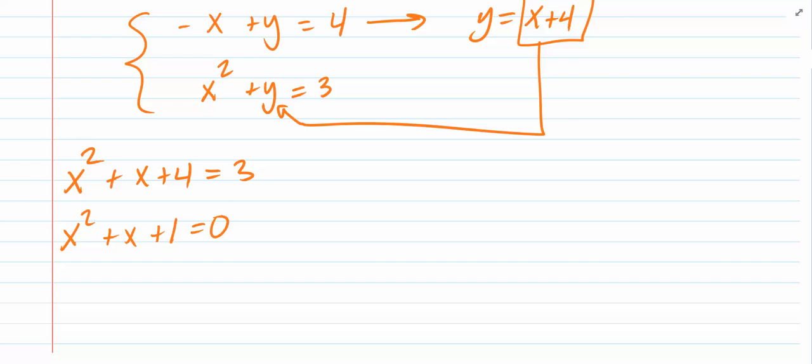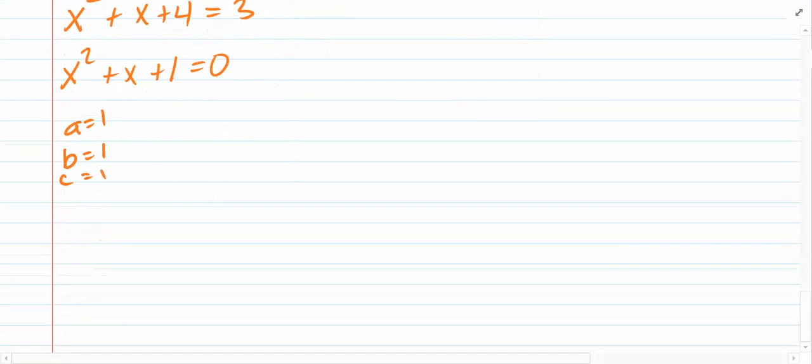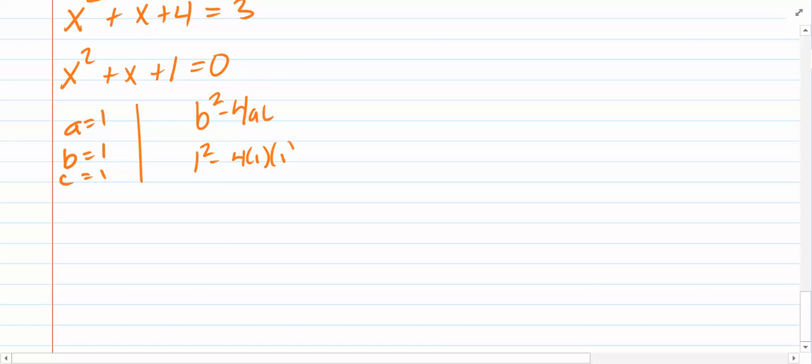So what do we have, guys? We have a quadratic. Very good. I can't factor that, can I? Nope. But I can use the quadratic formula. So a is 1, b is 1, and c is 1. This one's very easy, of course. So we're going to check the discriminant, b squared minus 4ac. We do that part first. So I get 1 squared minus 4 times 1 times 1. That's 1 minus 4. That's a negative 3. Ladies and gentlemen, negative 3.